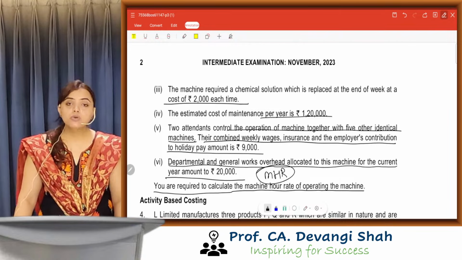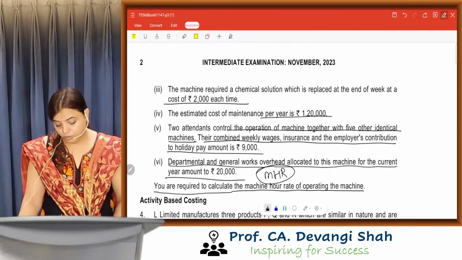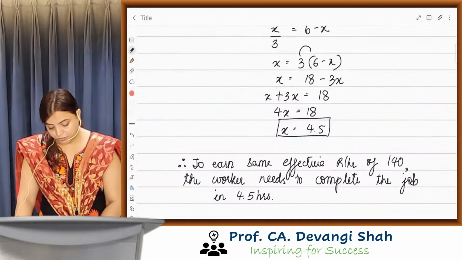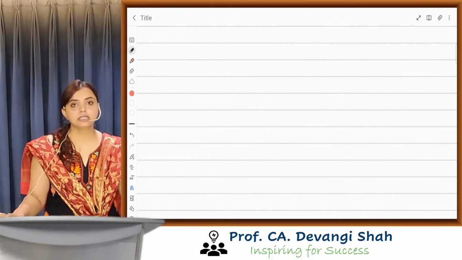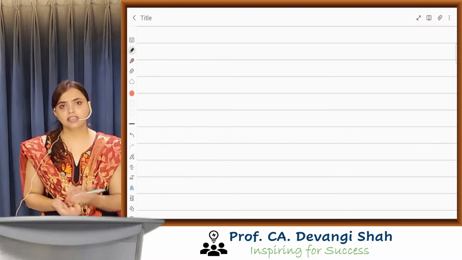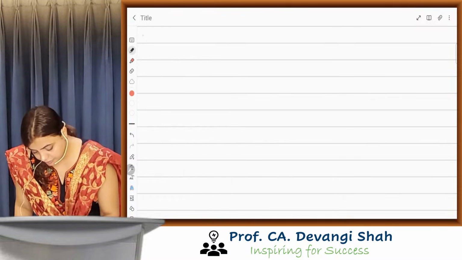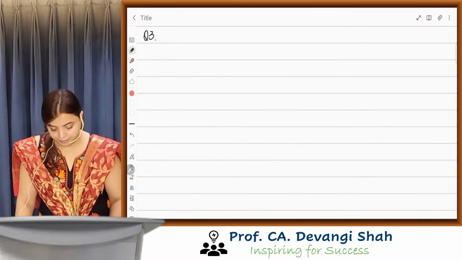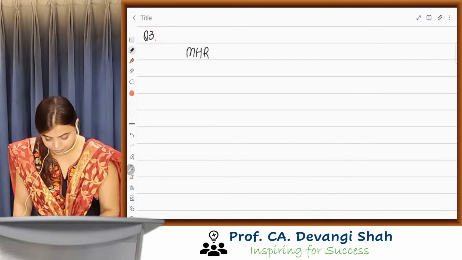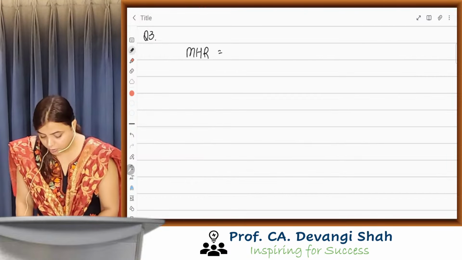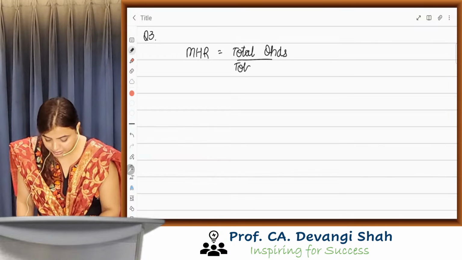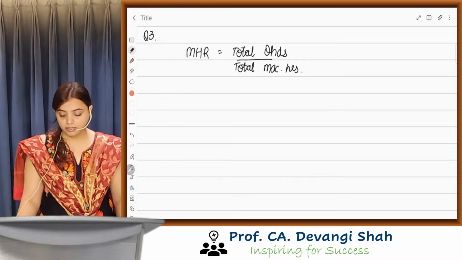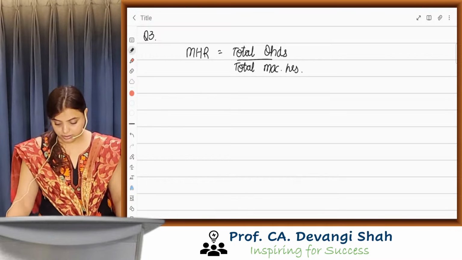Okay, now how to find MHR? Here I will first explain the concept of how you have to find MHR, then we will see which calculations are needed, and then we will do each calculation and find the MHR. Question number 3, they've asked you MHR. To find MHR, you have to take total overheads divided by total machine hours, as simple as that.